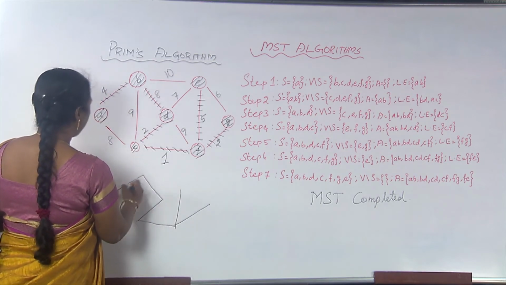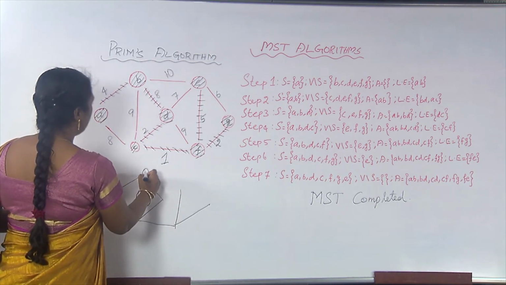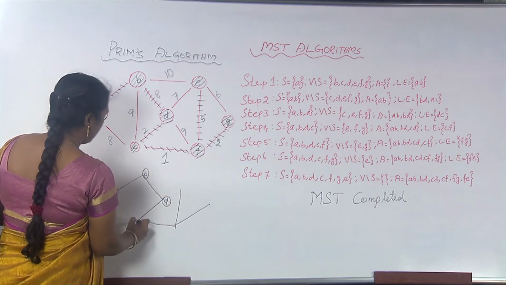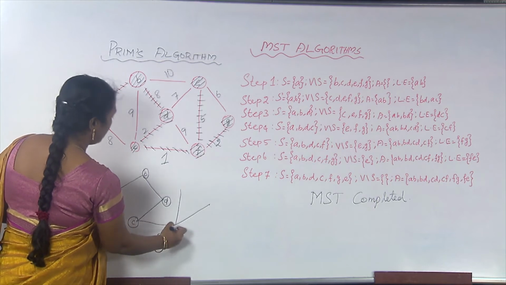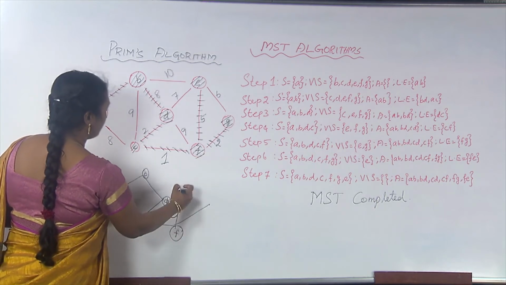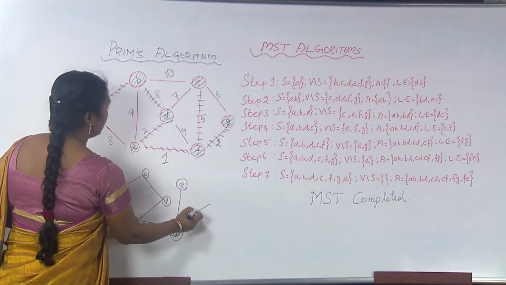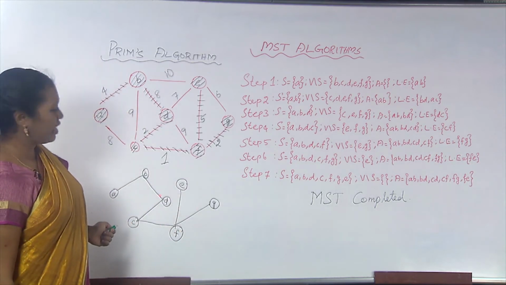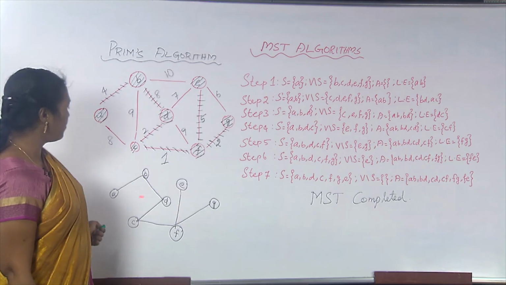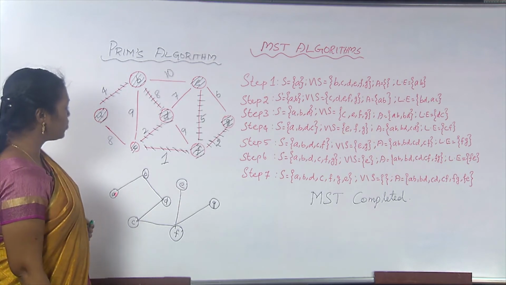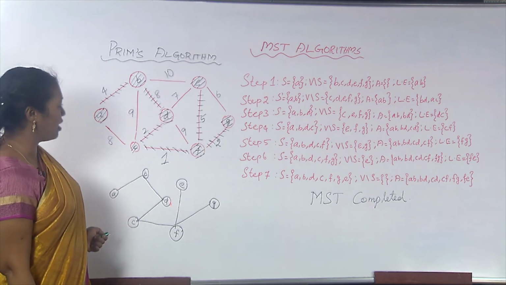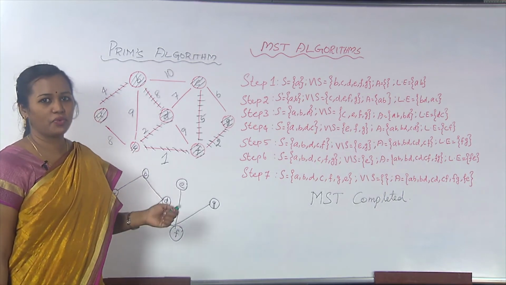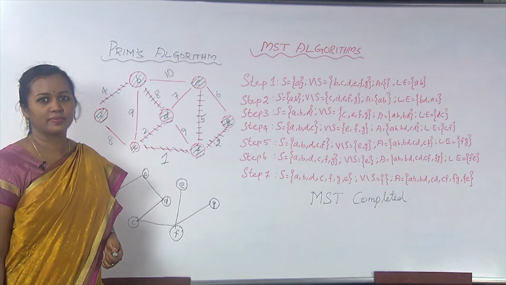This is A, this is B, this is D, C, F, E and G. So there are no cycles, it is an acyclic graph, and this is the minimum spanning tree that we have arrived at from this graph. This is how you do Prim's algorithm to find the minimum spanning tree.